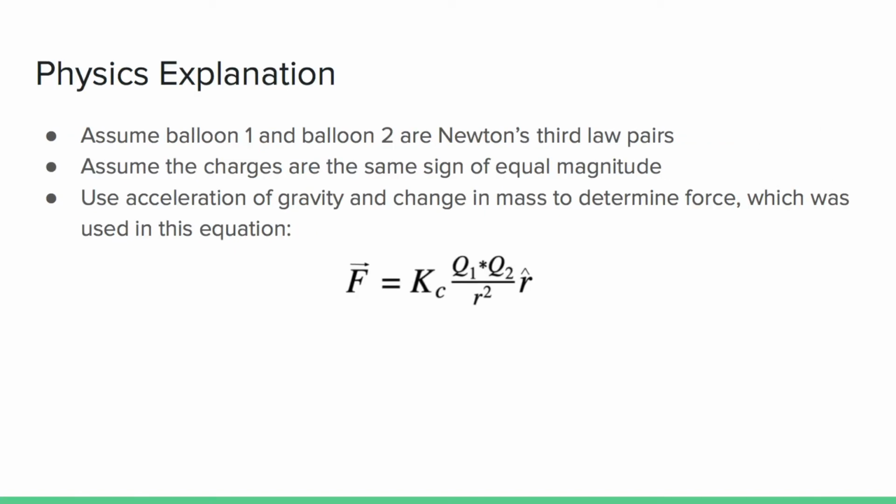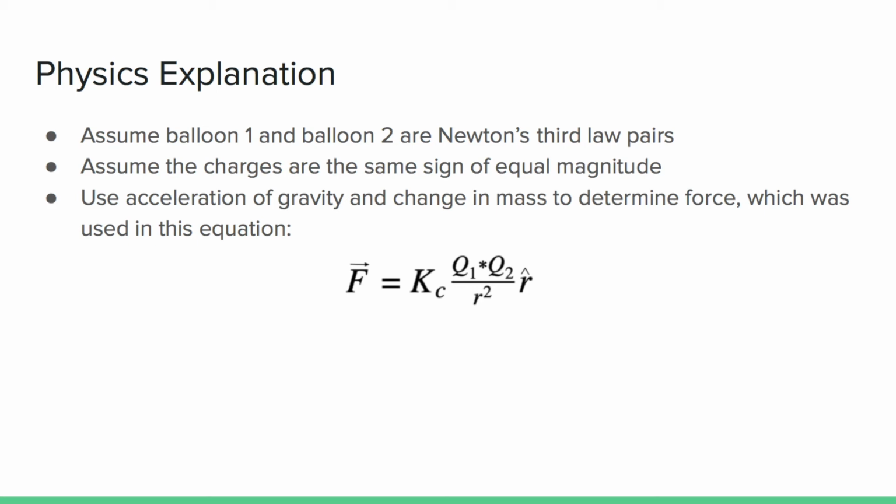When doing the calculations and finding our results, we used physics to guide us. First, we assumed that balloon 1 and 2 are Newton's third law pairs, which means that the forces exerted on each other are equal because for every action there's an equal and opposite reaction. We also assumed the charges on the balloons were the same sign based on the observation that they repelled each other along with being charged the same way. And as explained before, we used gravity and the change in mass to determine force that was used in Coulomb's law equation.